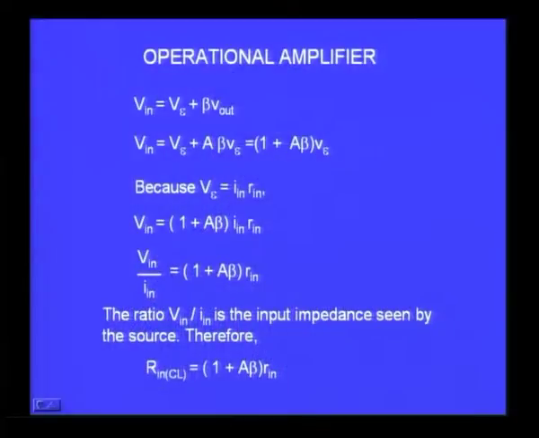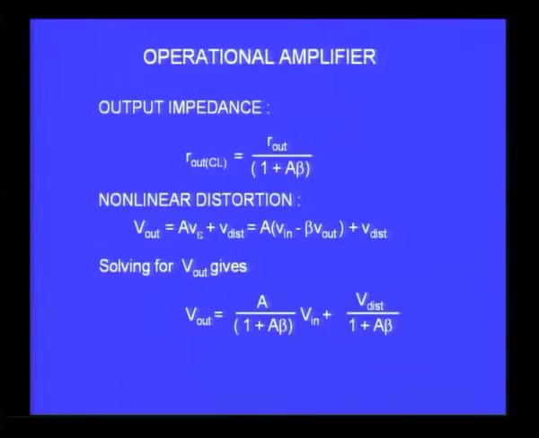The feedback gain is A by 1 plus A beta, it is decreased by 1 plus A beta times, and here it is increased by 1 plus A beta times. That is why we still go for negative feedback, even though it reduces the gain, it improves the input resistance. Similarly, it improves the output resistance also. It can be shown R output with closed loop will be R output by 1 plus A beta. That means output resistance is reduced by this factor 1 plus A beta.